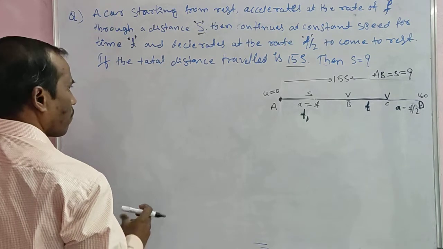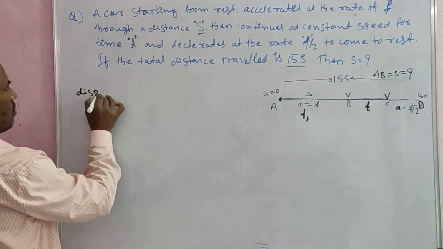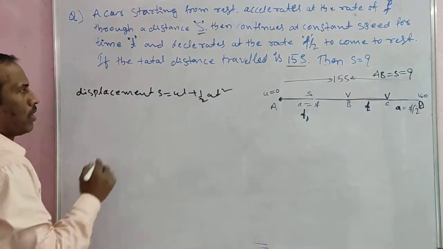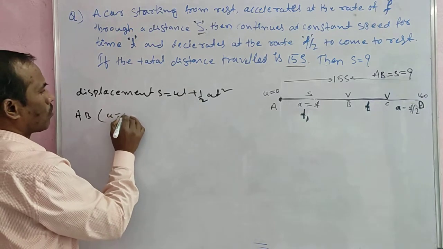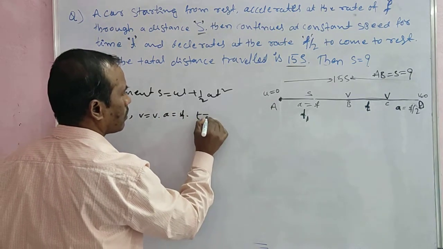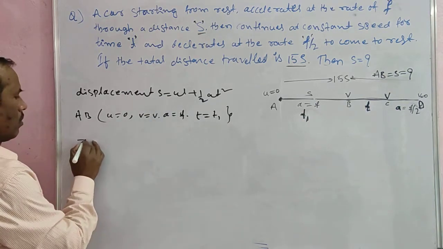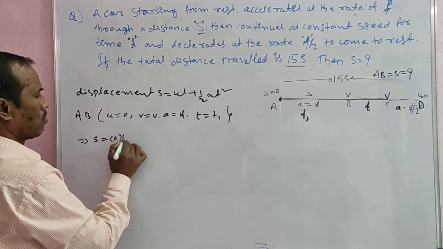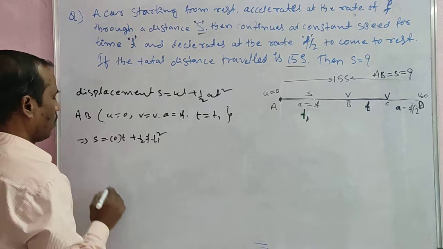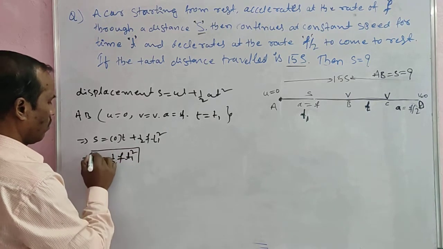First of all, see here, the distance AB, the displacement. The displacement s is equal to ut plus half at square. This is the formula. In between A and B, u is equal to 0, v is the final velocity to reach point B, a is equal to f, and time t is equal to t1. This is our data. Substituting these values in the above equation, s is equal to 0 into t plus 1 by 2 into f into t1 square. So s is equal to half f t1 square. This is equation 1.